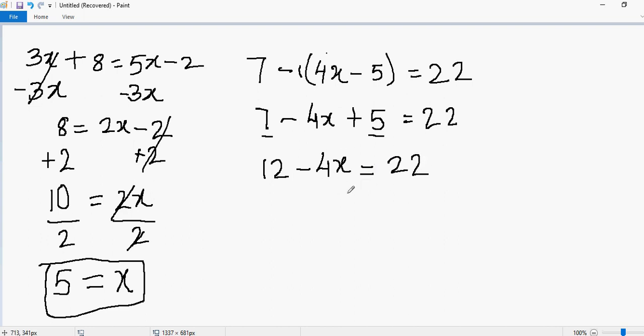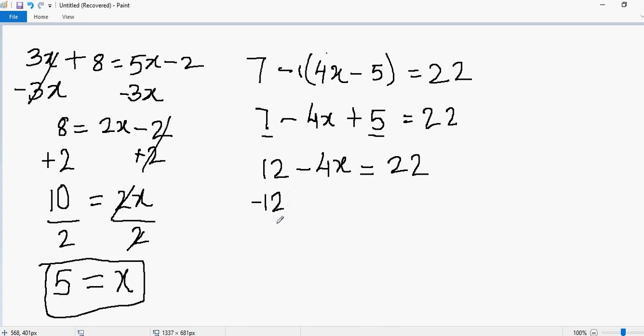Now I want 4x by itself. So how do I get rid of 12 from here? If I have to get rid of 12, now you have to be careful. You have to get rid of 12. So 12 minus 12 will be 0. If you're adding it, you're still going to end up with 24, because 12 plus 12 will be 24.